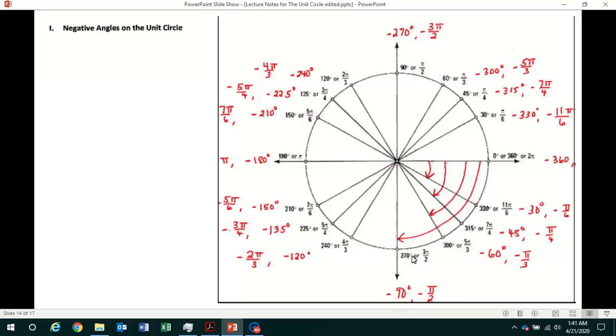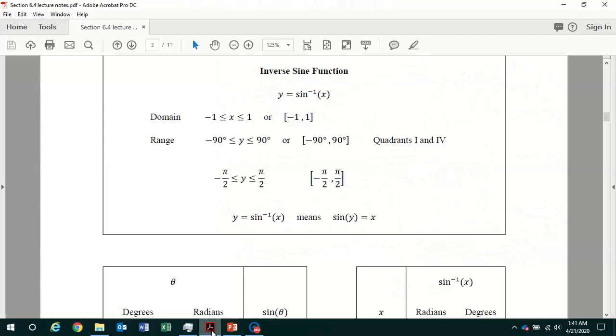So minus 90 degrees and 270 degrees have the same terminal side on the unit circle. And so minus 90 degrees is down here, and then we go counterclockwise to 0 degrees, and then from 0 degrees continue counterclockwise to plus 90 degrees. So the output angles for the inverse sine function go from minus 90 degrees down here up to 0 degrees and then up to plus 90 degrees.